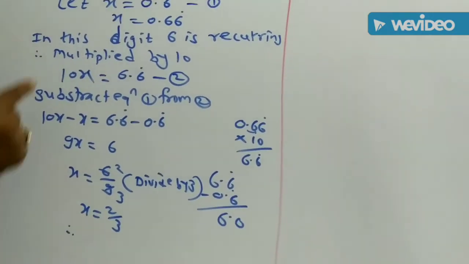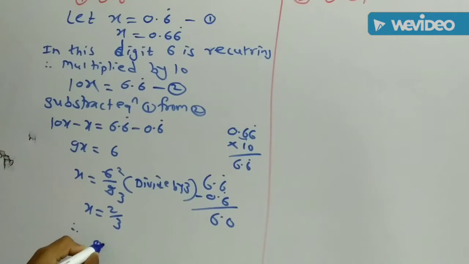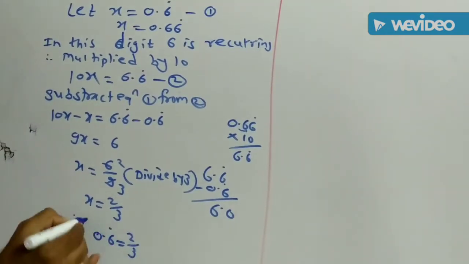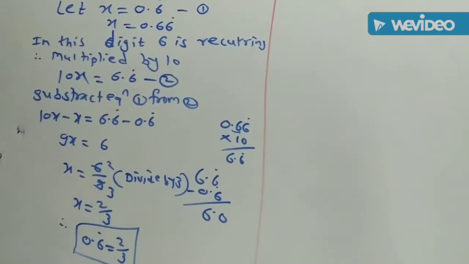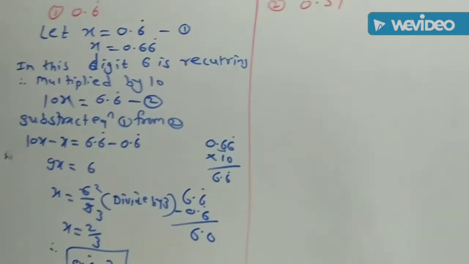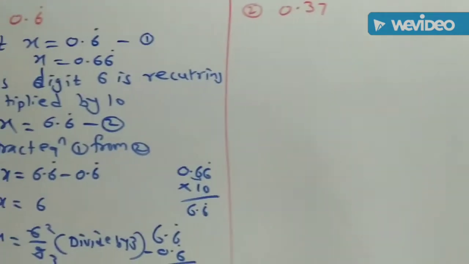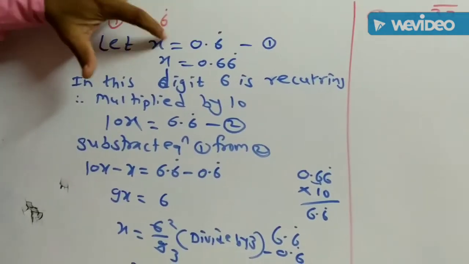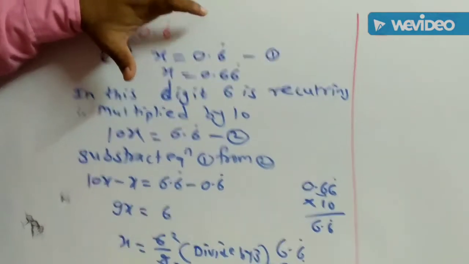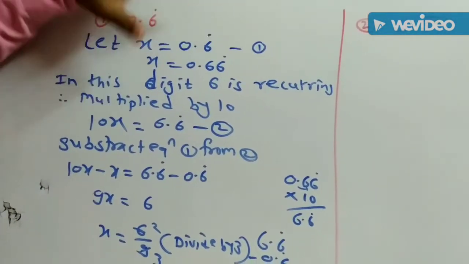Therefore x is equal to 2 upon 3, but x means 0.6 dot, that is 0.6 dot is equal to 2 upon 3. In this example, we consider x is equal to a given rational number, that is 0.6 dot.